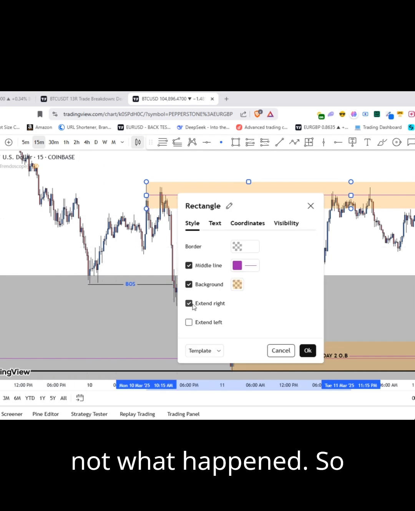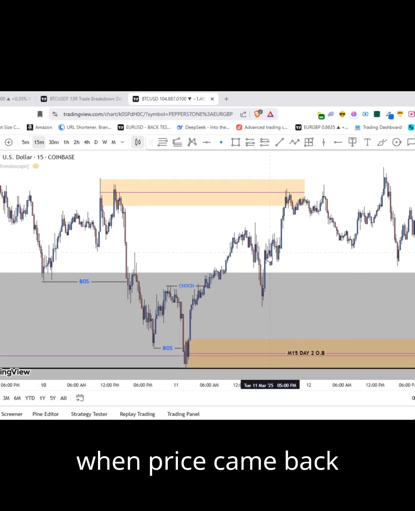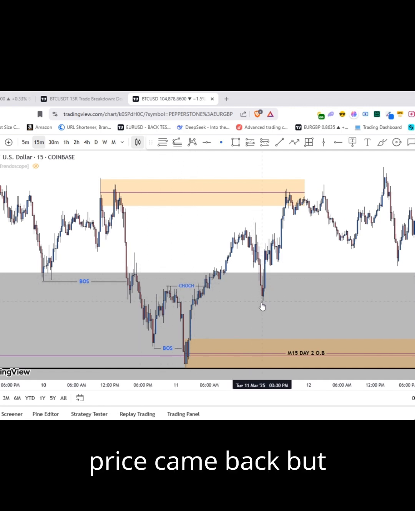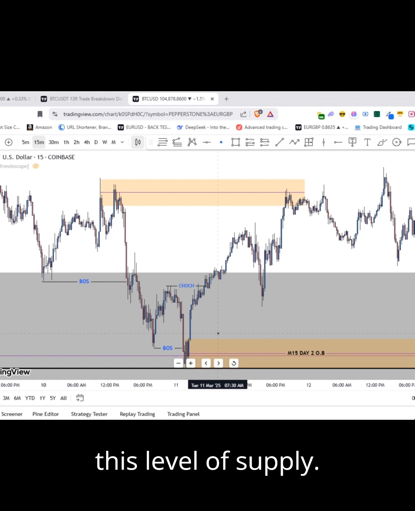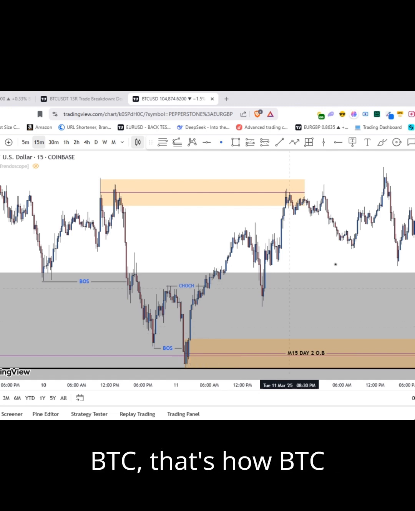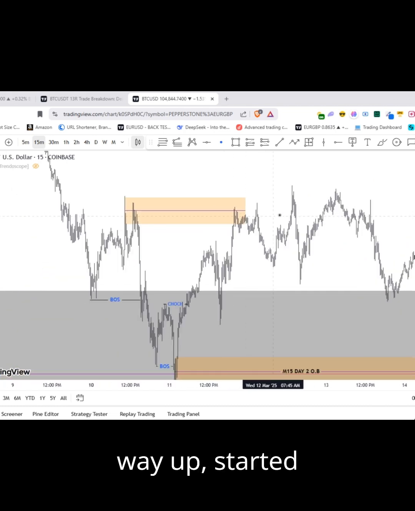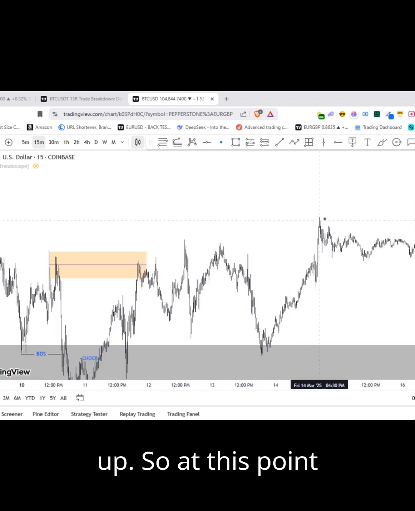Okay, so when price came back after this shift in market order flow, it couldn't tap into this level of supply. That is common within BTC. That's how BTC behaves sometimes. Okay, and it moves all the way up. It started pushing all the way up.